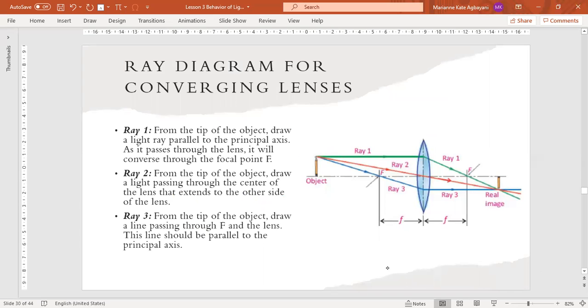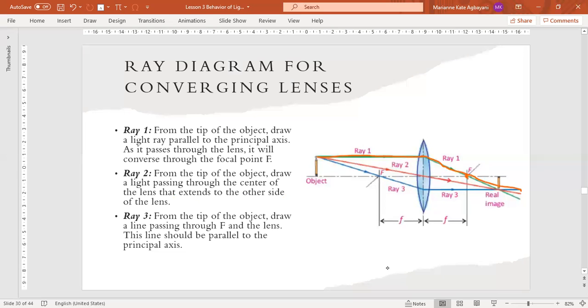Ito yung ray diagramming for ating converging lens. For ray 1, from the tip of the object, draw a light ray parallel to the principal axis. So we have here our ray 1 parallel to the principal axis, and it will pass through the lens, ito yung lens, and converge through the focal point.